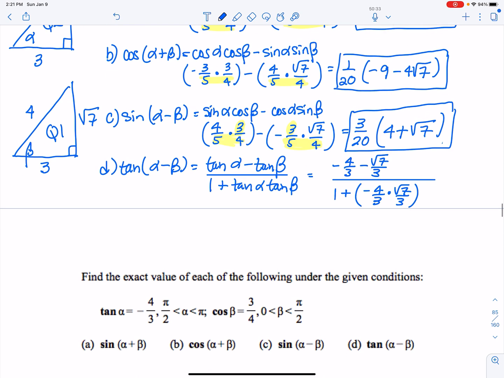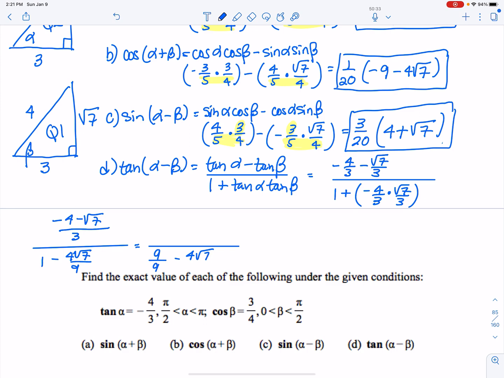Okay, we have a common denominator in the numerator, so I can write this as negative 4 minus radical 7 over 3, and that's all over 1 minus 4 radical 7 over 9. In the denominator, I'm going to have to find a common denominator, which is going to be 9, so 1 becomes 9 over 9 minus 4 radical 7 over 9. And then the numerator, I'm going to leave this alone just for the time being. And now I'm going to simplify this a little bit more: negative 4 minus radical 7 over 3, all over 9 minus 4 radical 7 over 9.